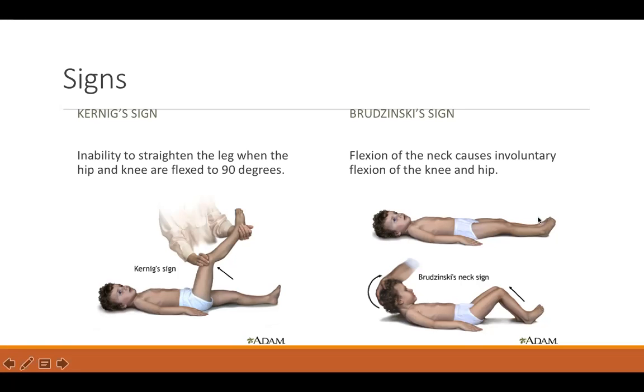Also, the patient is lying supine on their back. What you do is you try and flex their neck. The flexion of the neck will cause involuntary flexion of the knees and the hip. So once that happens, you have a positive Brudzinski sign. واضحة two signs؟ واضحة؟ Okay.